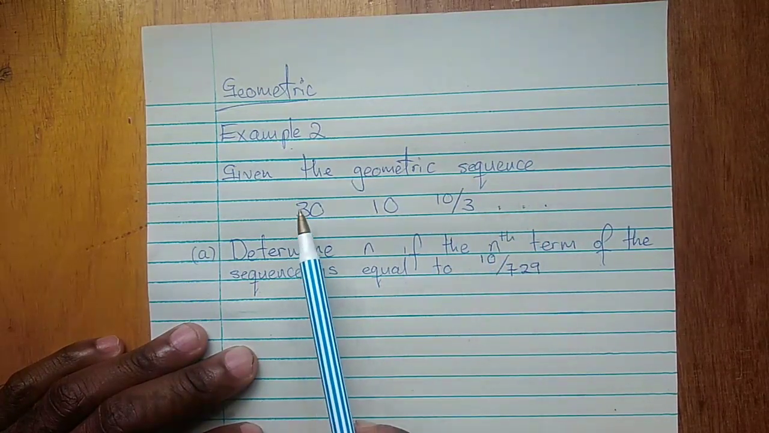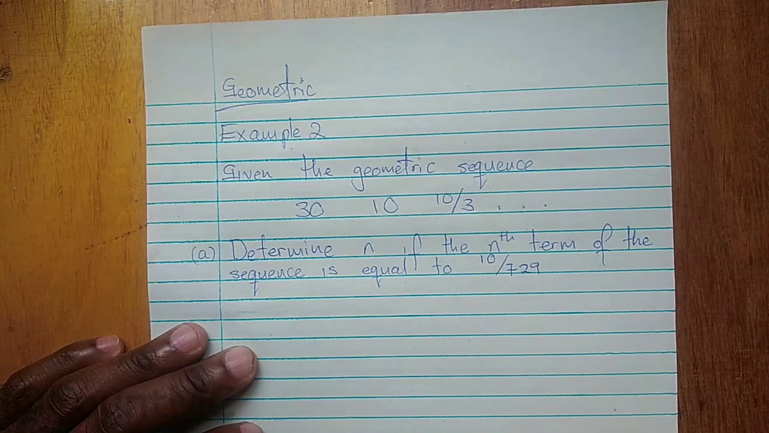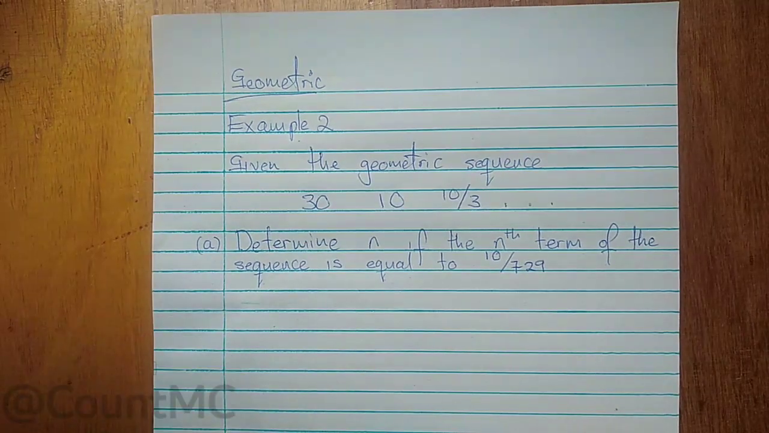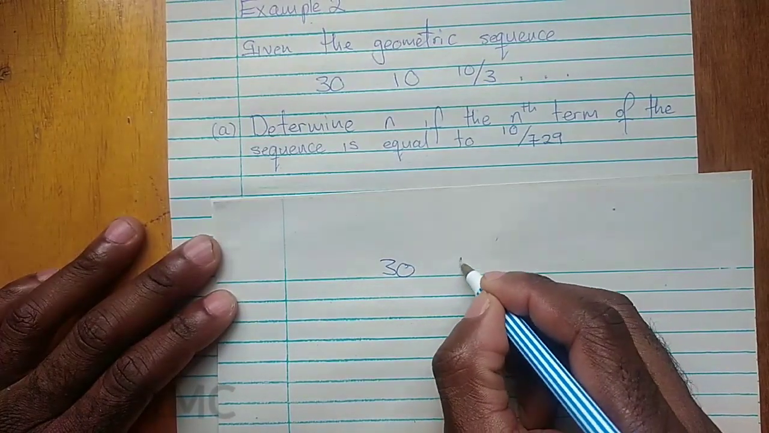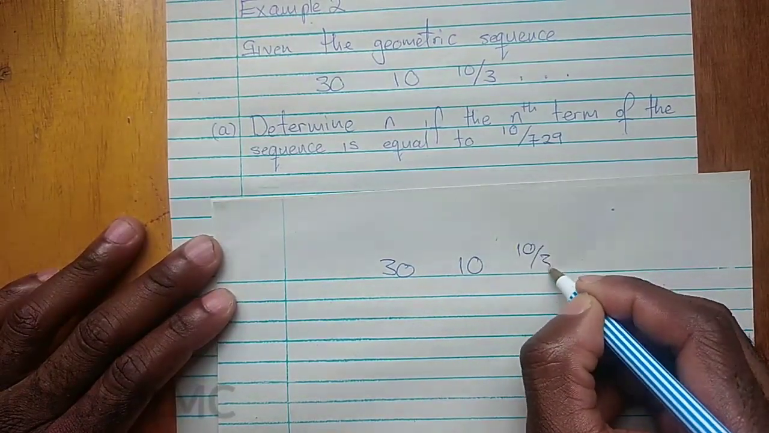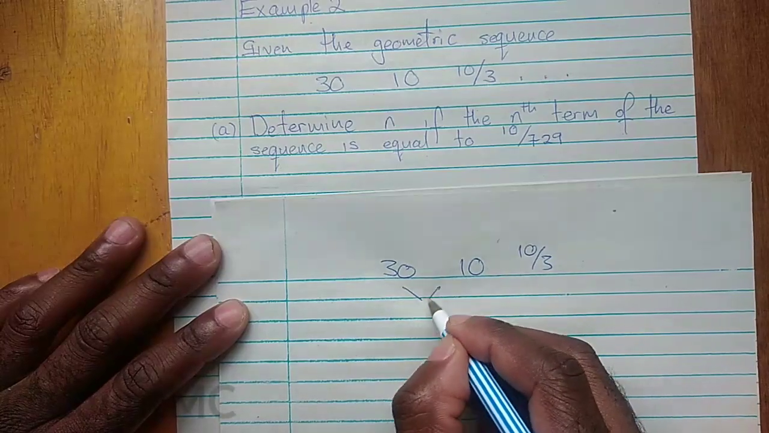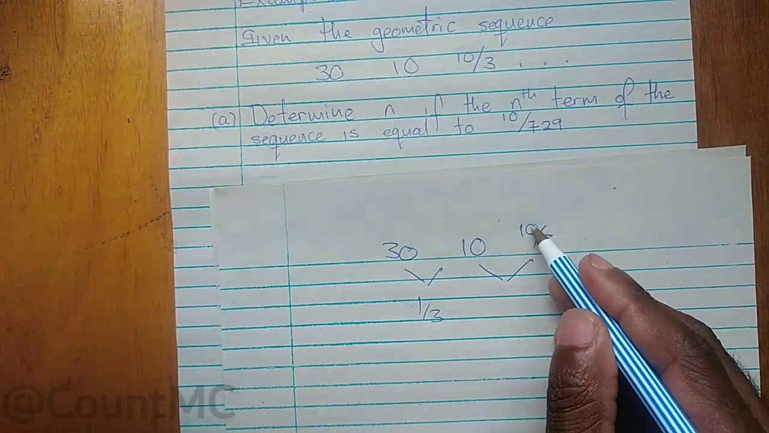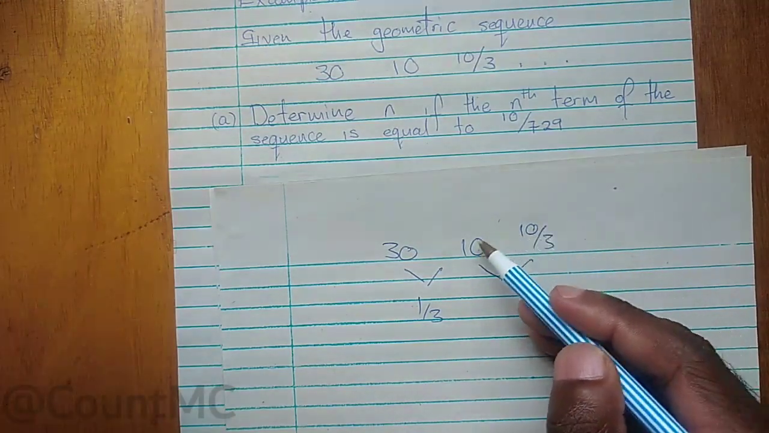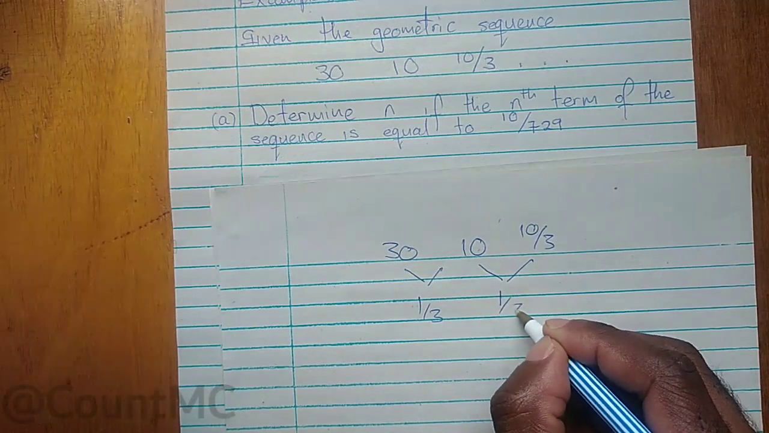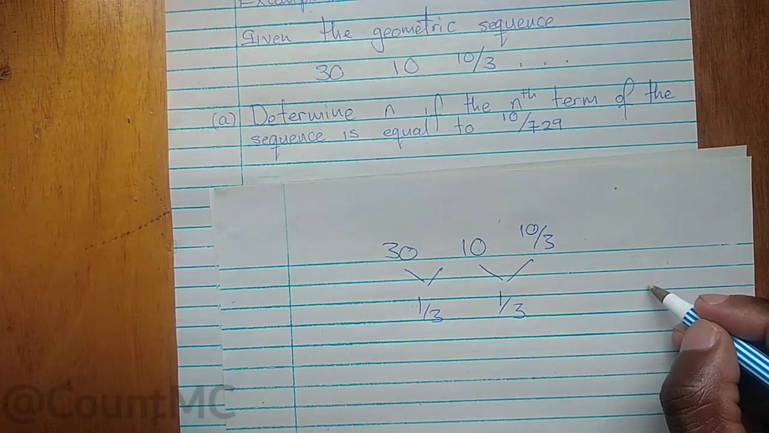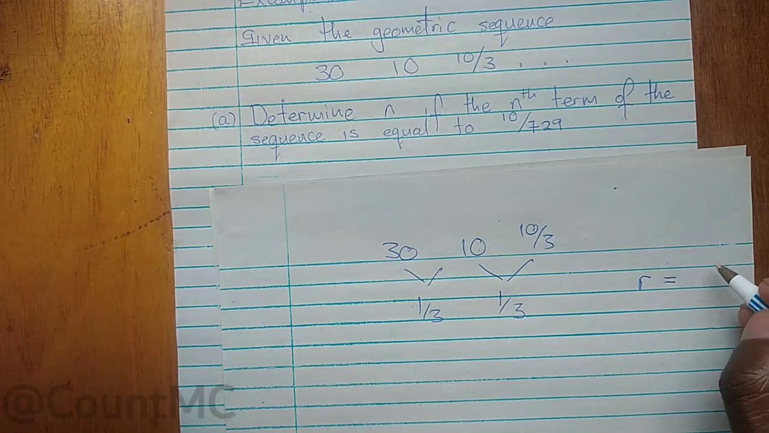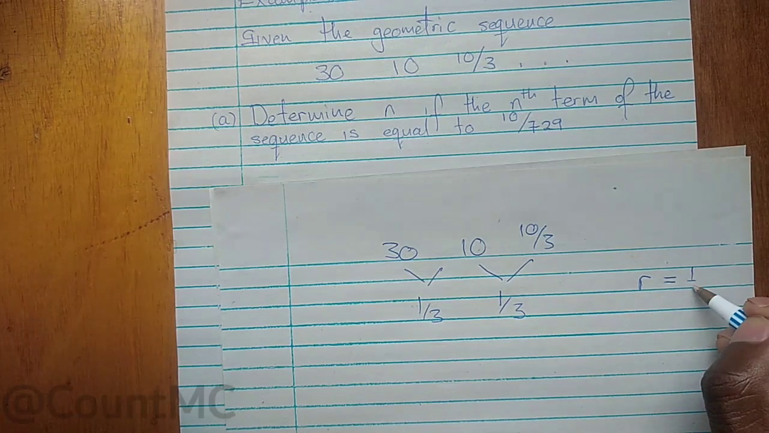So this is our last example: given the geometric sequence 30, 10, 10 over 3. Let us see how you can determine the equation. So let's start. 10 divided by 30, you get a third. 10 over 3 divided by 10, the 10 and 10 will cancel. That's also a third. So our constant ratio is a third.